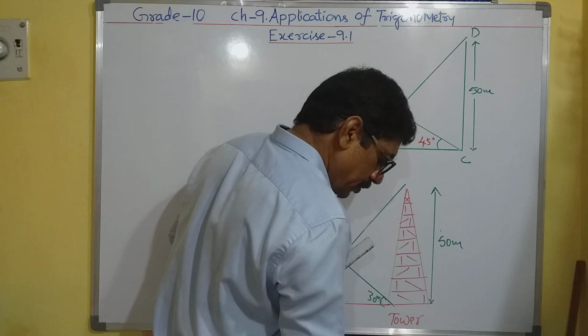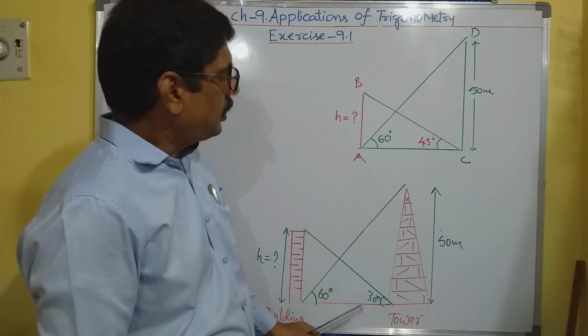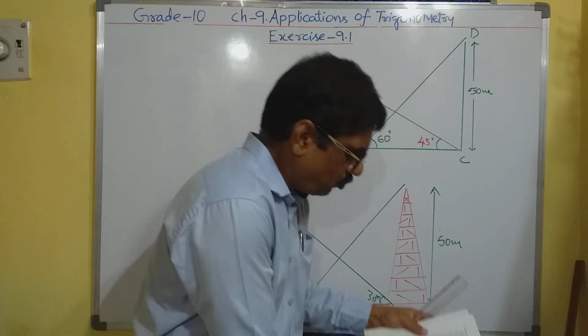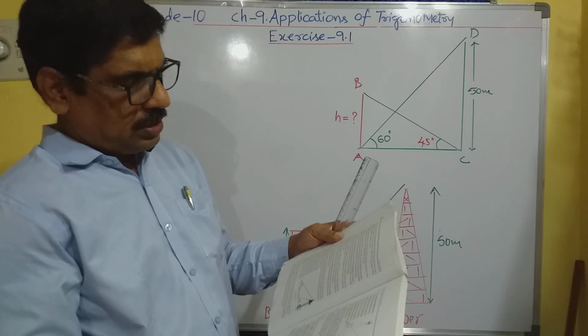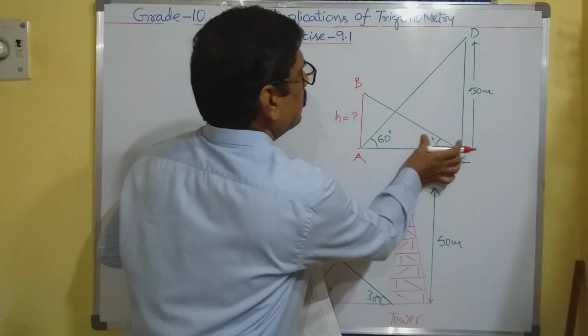Top of the building. Sorry, here the values we have taken. So let us check once again. The angle of elevation at the top of the building from the foot of the tower is 30 degrees.